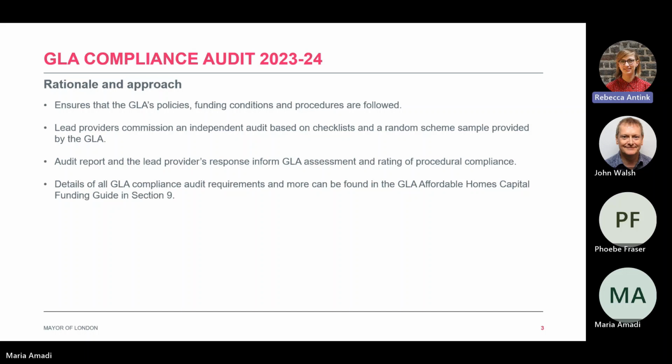Thanks, Phoebe, and hi, everyone. So I'll go over the rationale and approach for our compliance audits to start off with. So the key thing that the compliance audit is all about is ensuring that the GLA's policies, funding conditions and procedures have been correctly followed. So we ask that providers commission an independent audit based on our audit checklists and a random sample of completed schemes, which then inform the GLA assessment and ratings for that year. The checklist we'll cover in a bit more detail later, but can all be found in section 9 of the Capital Funding Guide on the london.gov.uk website.